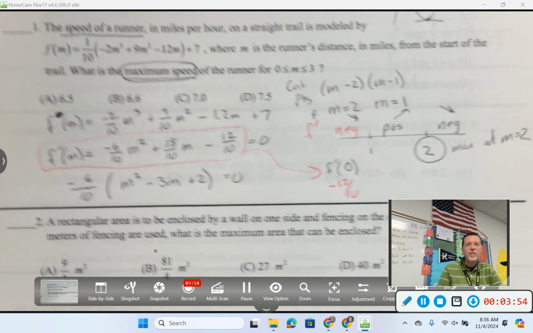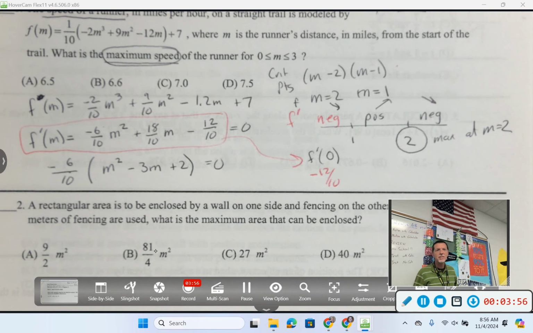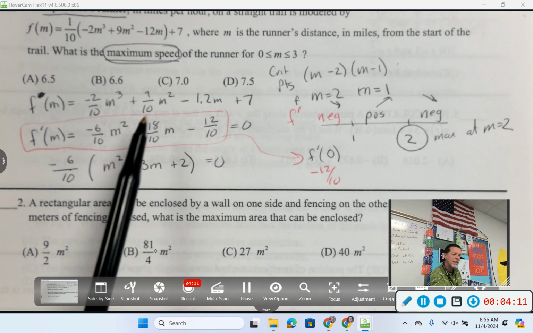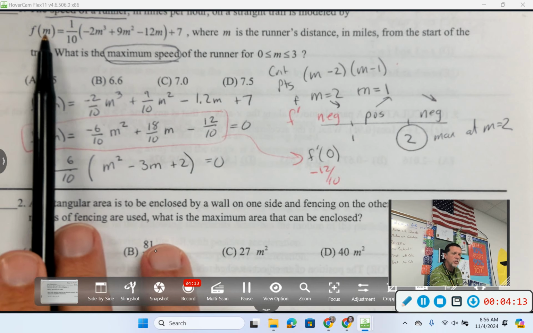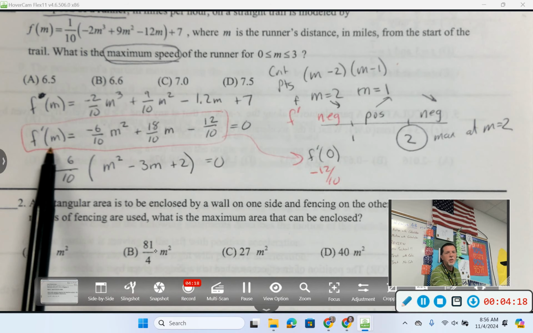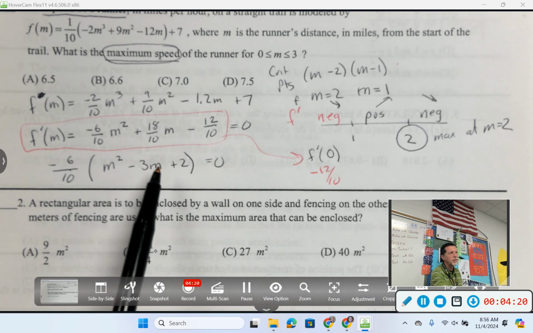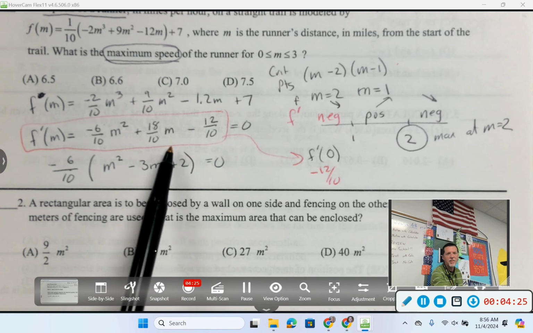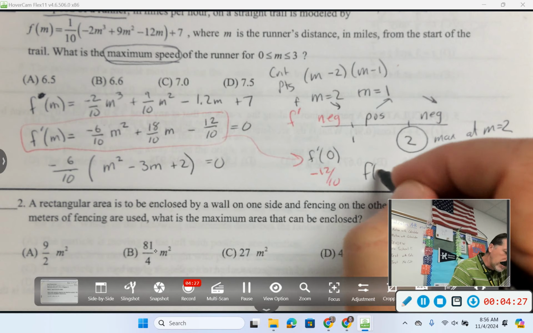I'm kind of surprised that's not a choice. It's not right, but that's the m value. I need the speed, so I need to plug in 2. Wait, do you plug it into the original? That's a really good question. What am I trying to find? The speed, and that original is the speed, so I do need to plug it into the original. Also, if I plug it into the derivative, I'm going to get 0. So hopefully if I plug it into the derivative and get 0, I realize, wait a minute, something's not right here. I need f of 2, the speed at 2.